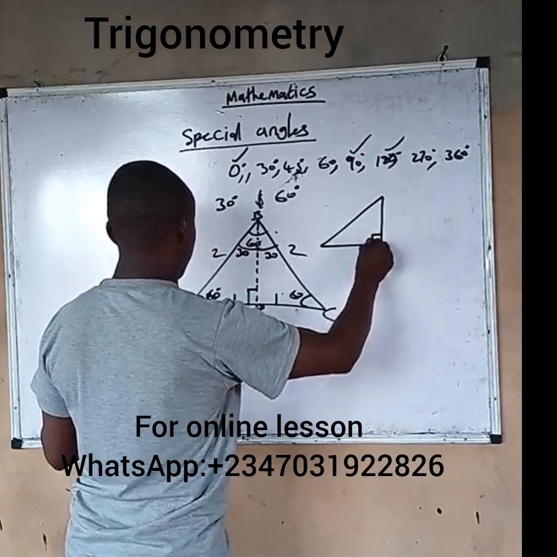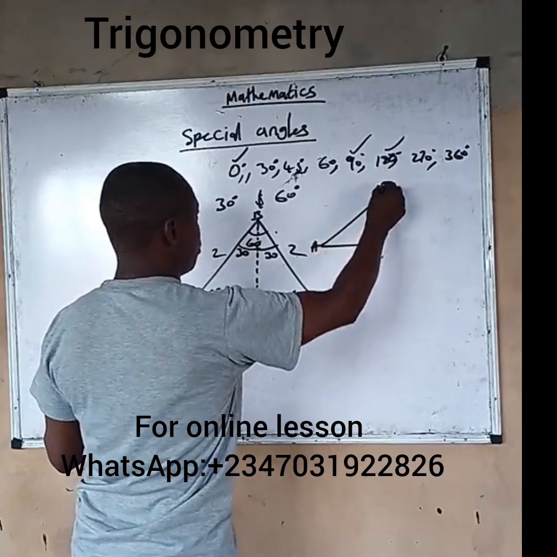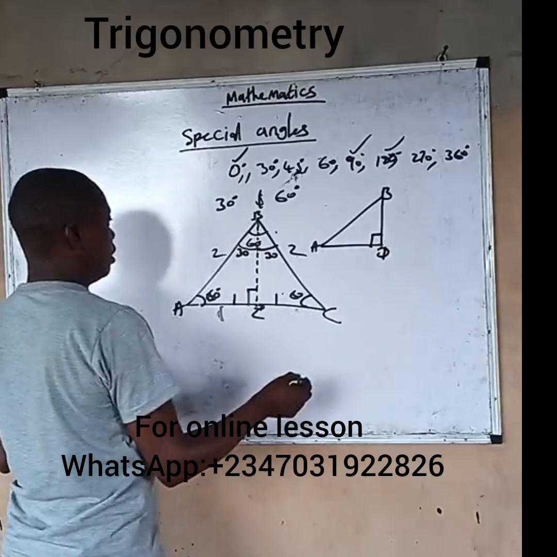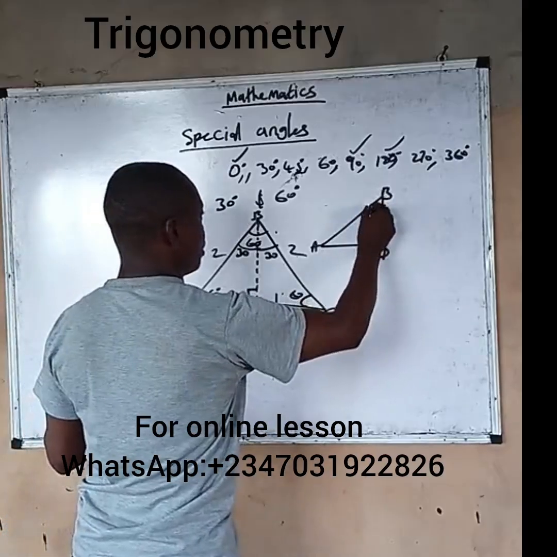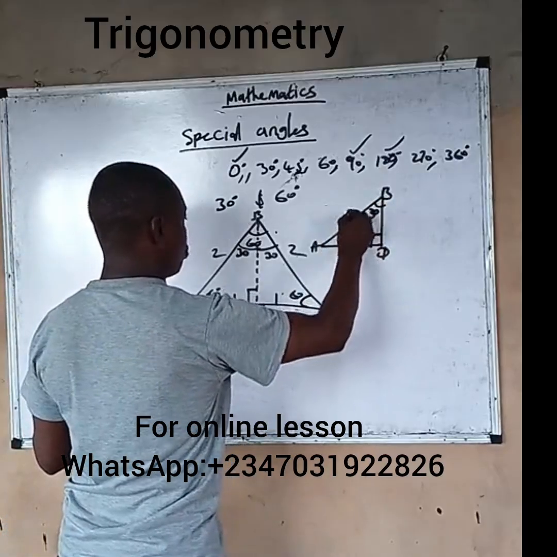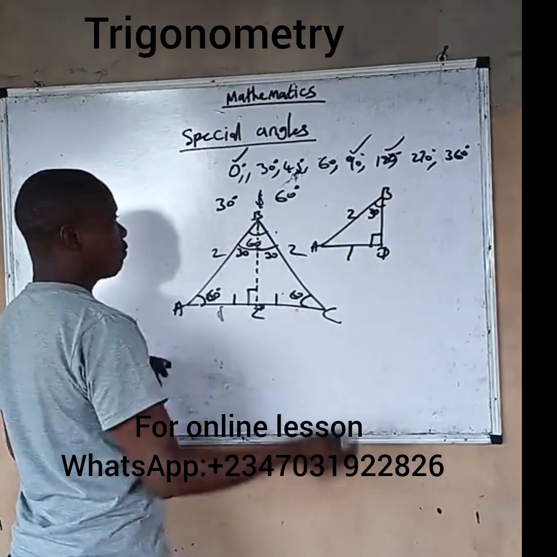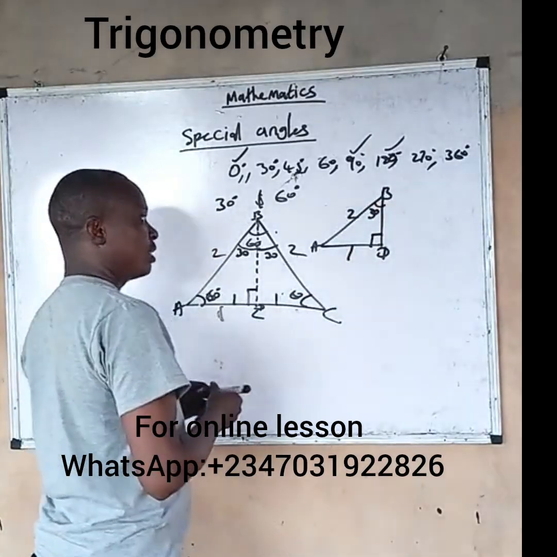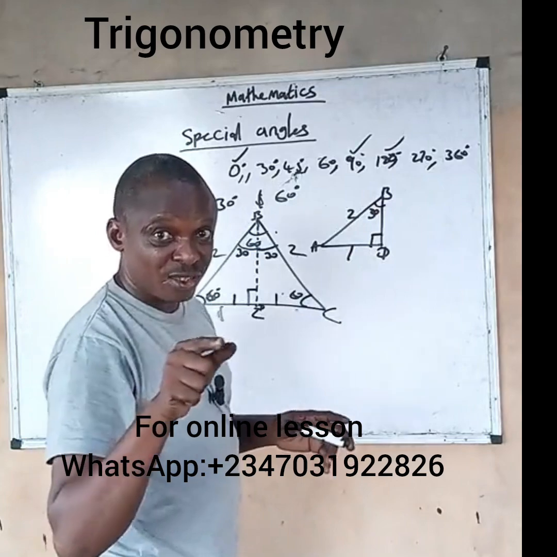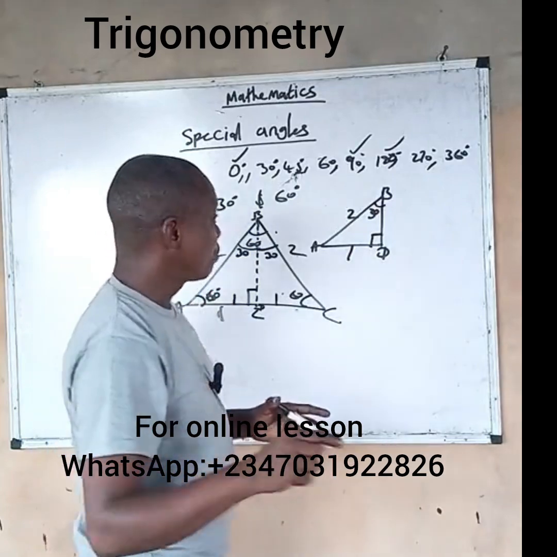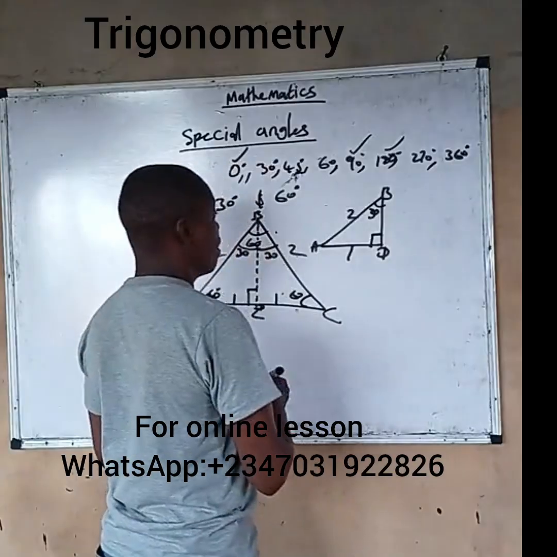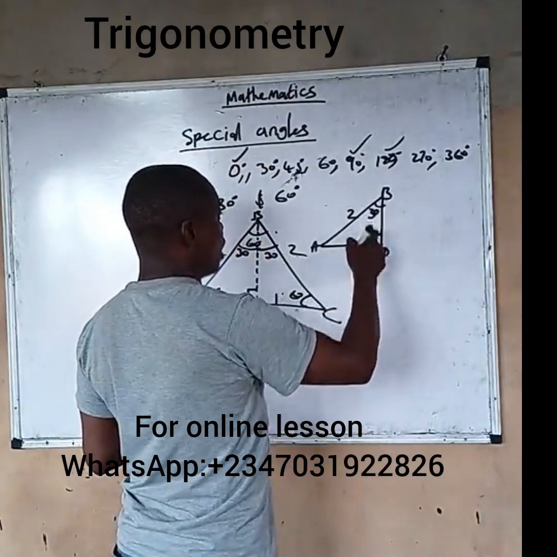This is the right angle. Here is your A, here is your B, and here is your D. Then here is 30 degree. Here is 2, here is 1. So I have to use Pythagoras theorem to find here. Remember, Pythagoras theorem states that in a right angle triangle, the square of the hypotenuse side is equal to the sum of the squares of the 2 other sides. So which means I want to get BD.